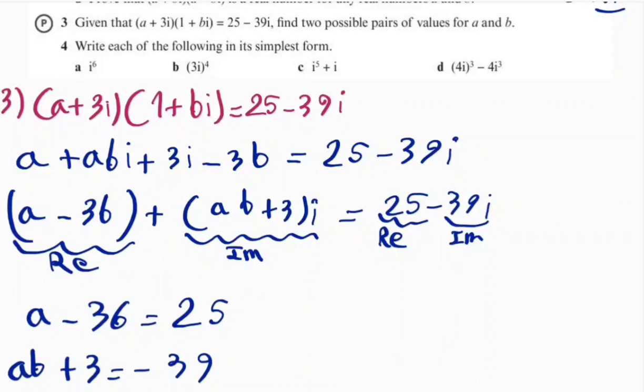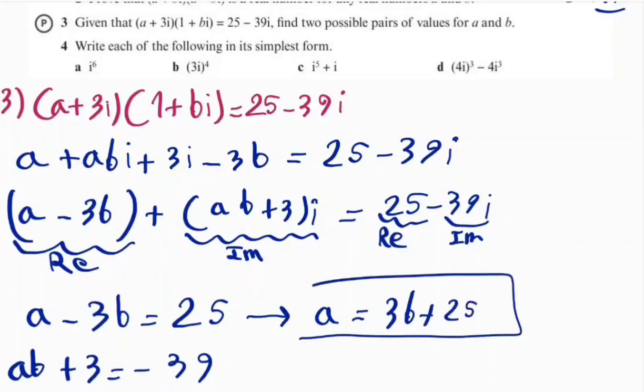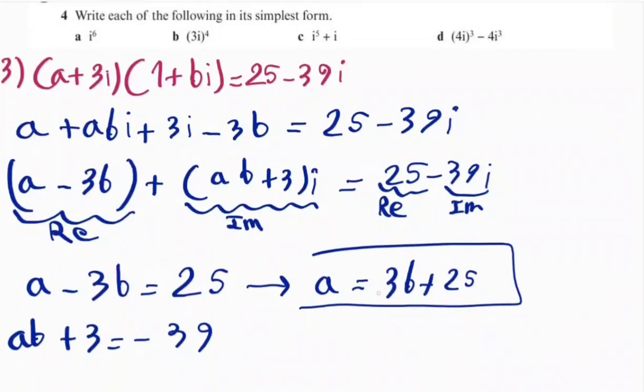And now we have two equations that allow us to solve for the values of a and b. So let's rearrange this equation and add 3b to both sides, so we can make a the subject of this equation. If we do so, we get 3b plus 25. So a is equal to 3b plus 25. Now let's substitute this into the second equation.